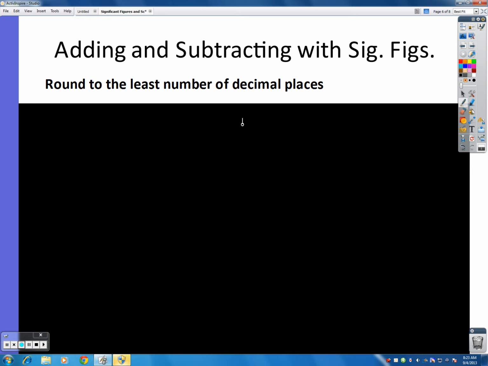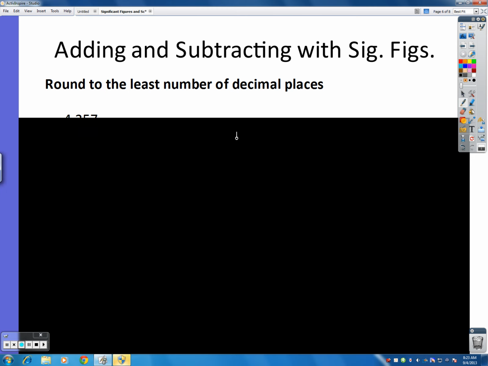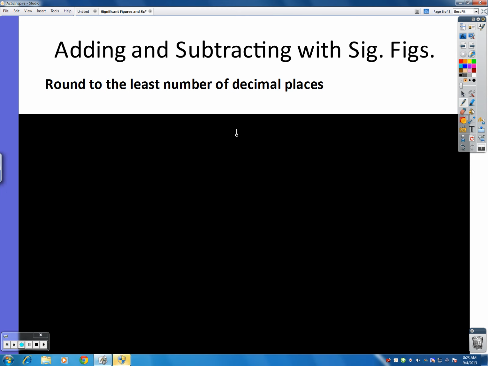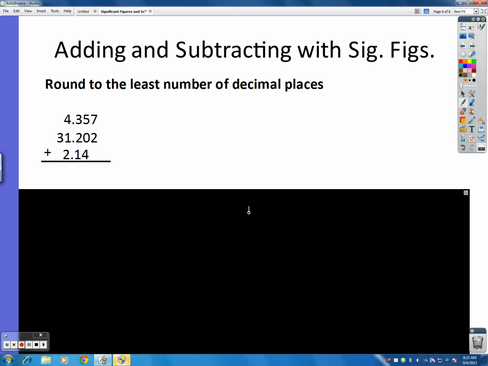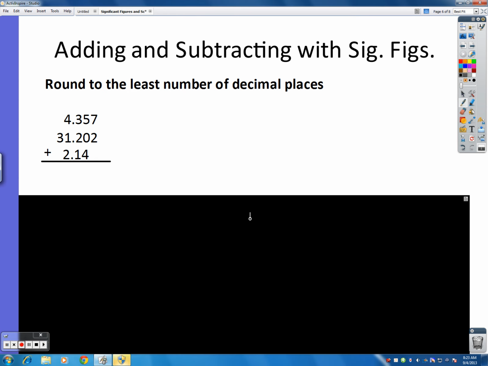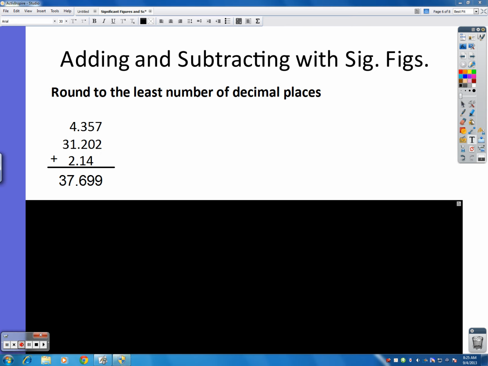So in order to get the right number of decimal places, you're going to round to the least number of decimal places, not significant figures, decimal places, when you're adding and subtracting. So go ahead and complete this problem here. And you can do it on a calculator. You don't have to do it in your head. And then see if you can figure out what you would round to. What would the number actually be if you are obeying the laws of significant figures?